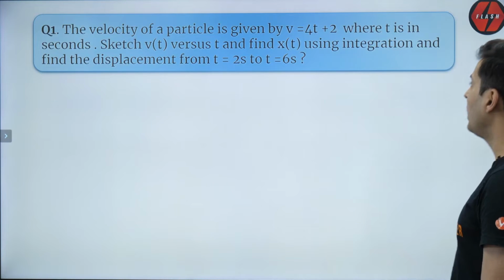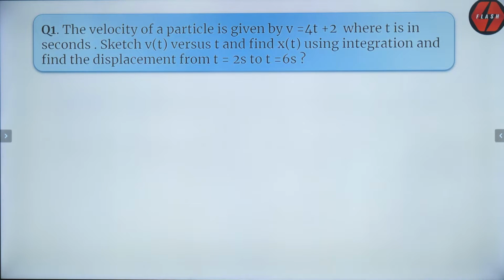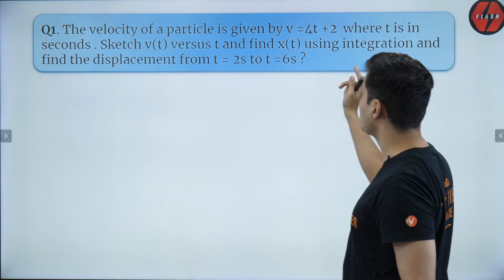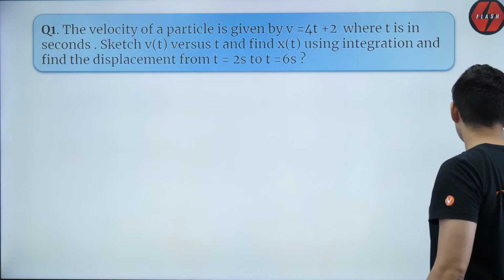So the velocity of a particle is given by 4t plus 2, and t is in seconds. Sketch the velocity versus time graph. You have to also find the position using integration, and you have to also find the displacement from 2 seconds to 6 seconds. So let's start solving it.